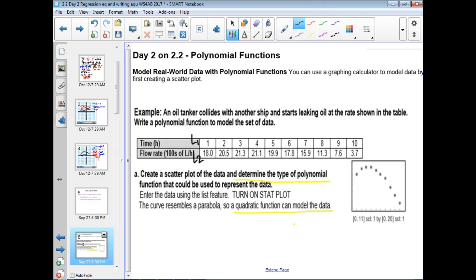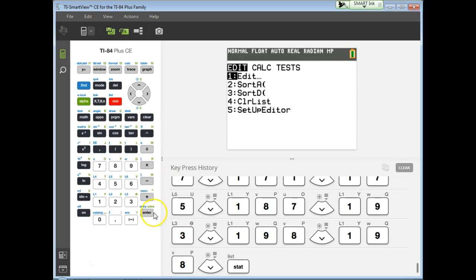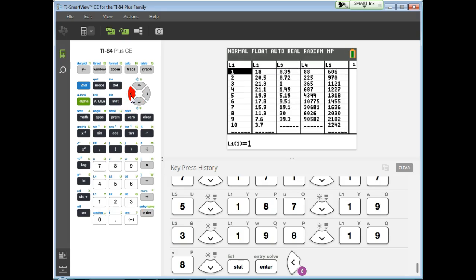If you're working at home, you're going to pause the video and enter your data by going to Stat and then Edit. And again, you're going to see a whole bunch of data in mine because I'm all set up for the whole day. All right, so your data is in list 1 and list 2, and what I want to do first today is just to explore your scatter plot.